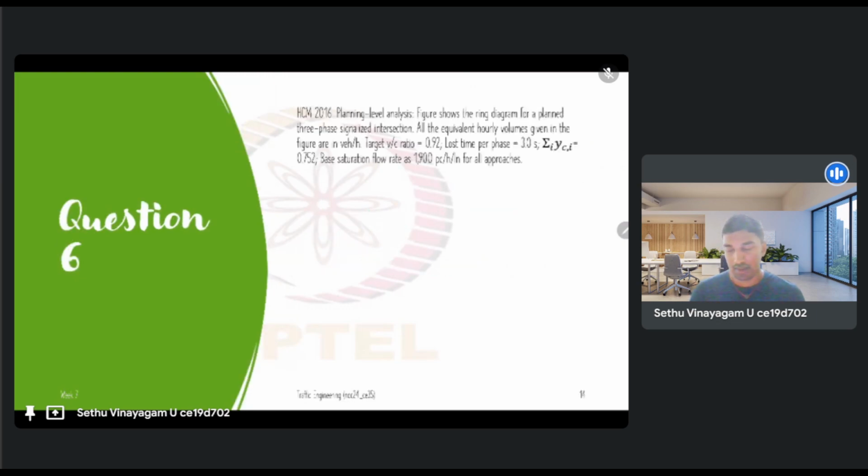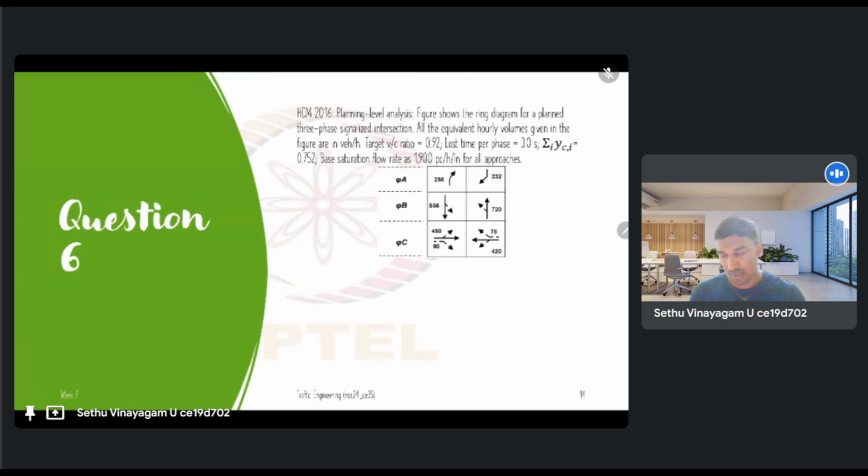Okay, question number 6. Here we are looking at the planning level analysis as per HCM 2016. There is a figure shown here that shows the ring diagram for a planned three-phase signalized intersection. All the equivalent hourly volumes given in the figure are in vehicles per hour. The target V by C ratio is 0.92. The loss time per phase is 3 seconds. The sigma yi is 0.752, and the base saturation flow rate can be taken as 1900 passenger cars per hour per lane for all the approaches.